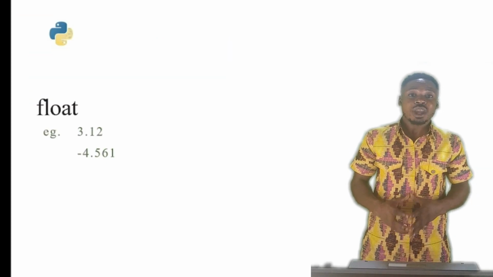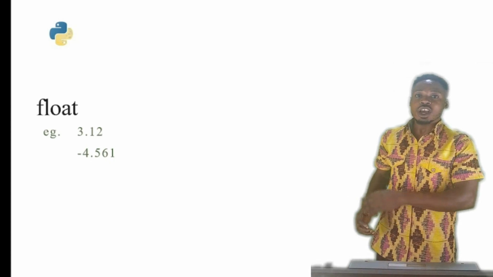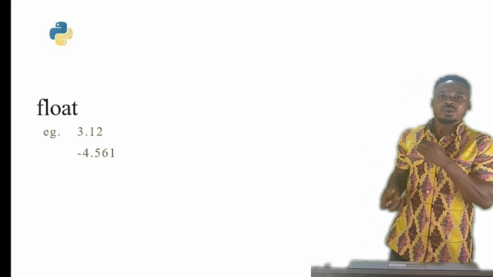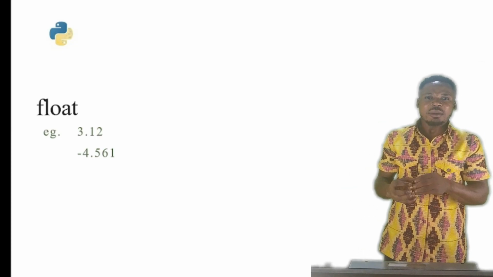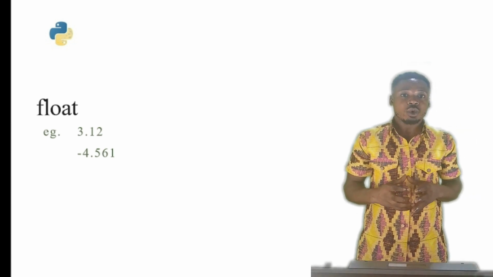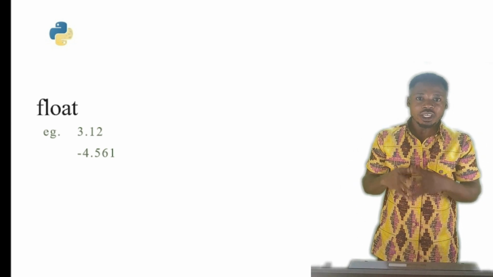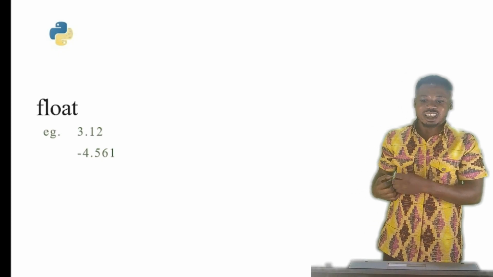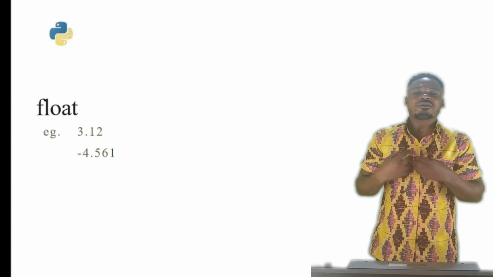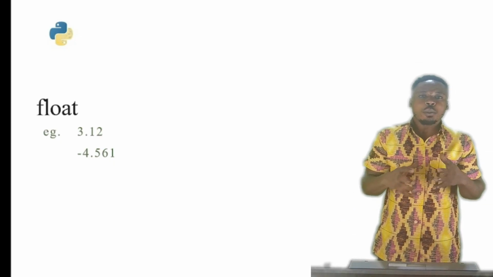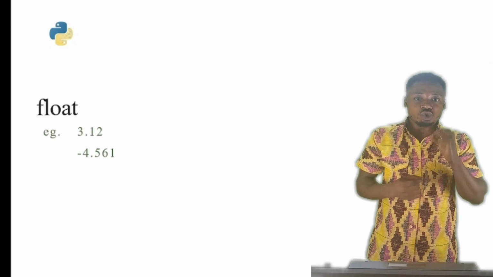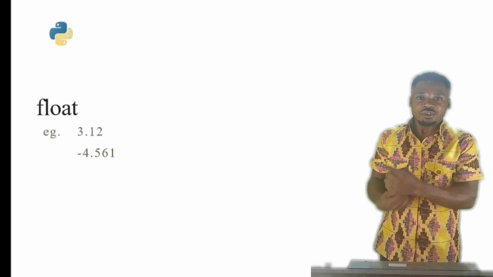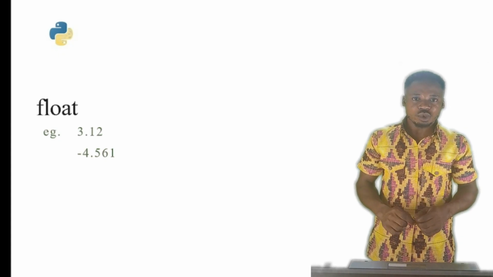The other data type that we have is known as float, or floating point value. Now, float refers to the numbers that we write with a dot inside. So any number that has a dot within it is a floating point value, or in simple terms, float. Examples are 3.12 or negative 4.561. We have a whole lot of them. So either negative or positive, if the number has a dot within it, it belongs to the float data type. So the float data type is the number we write with a dot within.